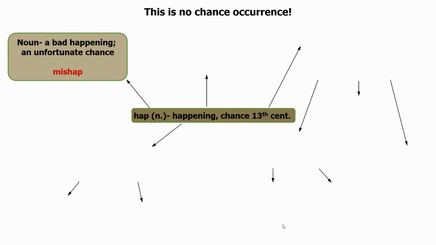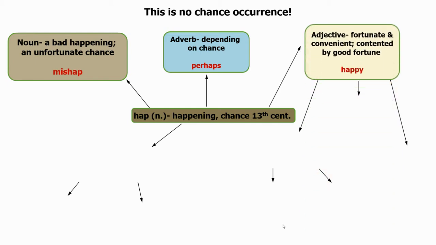All right, so we can create a noun. Well, hap is already a noun, but by putting a prefix on it, we can create another noun, a bad happening, an unfortunate chance. We can create an adverb by putting a different prefix on it, the Latin prefix per, meaning through. So perhaps through chance or by chance, depending upon chance, is a paraphrase of that adverb. We can put an adjective suffix on it, double the P and add Y. So happy. And create a noun from that adjective by adding the noun suffix ness, happiness.